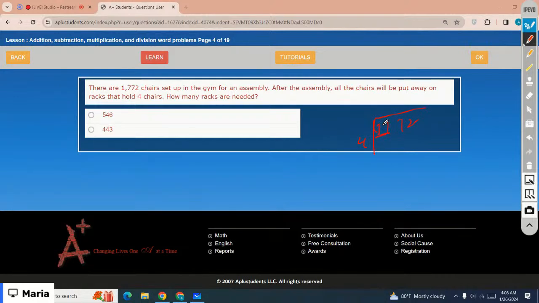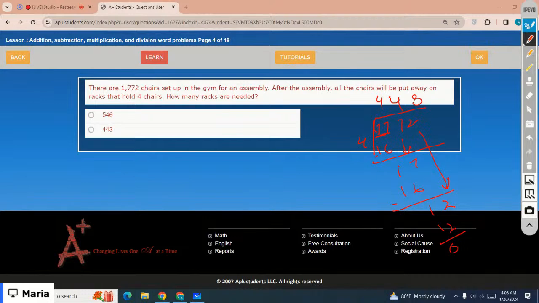So you need to count 4 until 17. So 4 times 4 is 16. 17 take away 16 is 1. Bring the other digit down, right? Now again you need to calculate 4 until 17. 4 times 4 is 16. 17 take away 16 is 1. Bring the next digit down. You need to calculate 4 until 12. 4 times 3 is 12. The correct option is 443. That means each rack has 443 chairs, right?